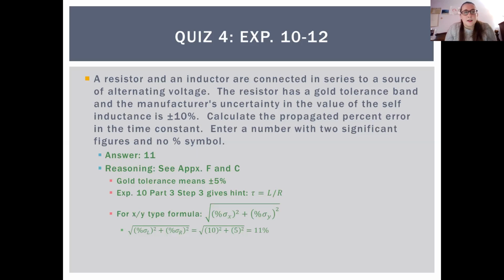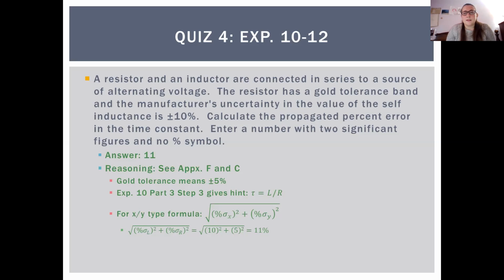Okay. And so in this case, we have a resistor that has a gold tolerance band, and the inductance has an uncertainty of plus or minus 10%. So now we need to do some error propagation and figure out the percent error in the time constant. So this combines several different things together. First of all, we need to use Appendix F to figure out what a gold tolerance band means. And if you look in that chart for resistors and their band colors, gold has a tolerance value of plus or minus 5%.